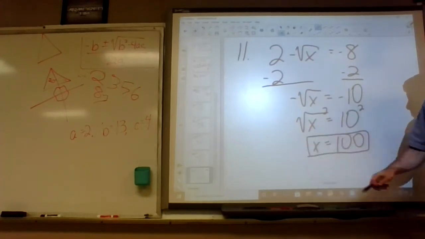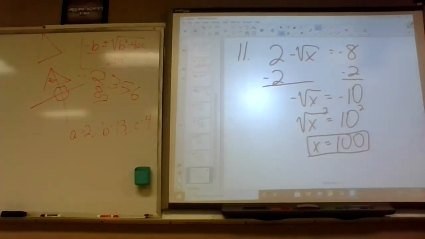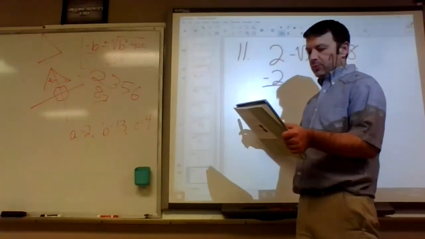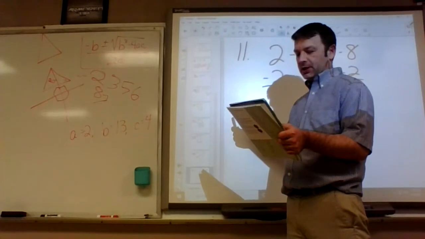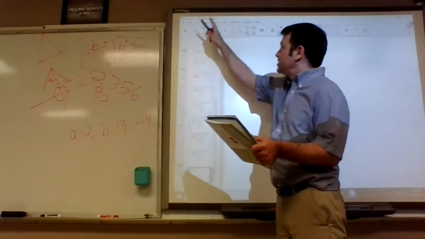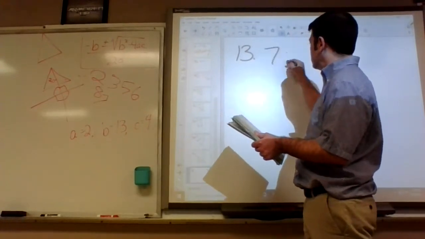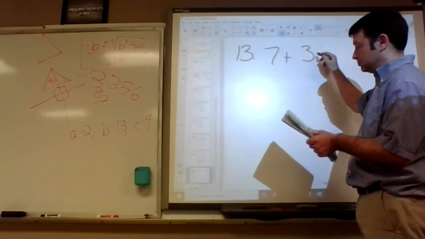Oh, you were checking. There's more steps. Number 13, solve and check, same directions. I think it's just more stuff, a little harder. So what would we do? Would we make that 10 and then subtract 7?